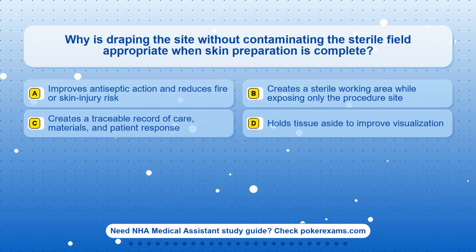Question 2. Why is draping the site without contaminating the sterile field appropriate when skin preparation is complete? Option A. Improves antiseptic action and reduces fire or skin-injury risk. Option B. Creates a sterile working area while exposing only the procedure site. Option C. Creates a traceable record of care, materials, and patient response. Option D. Holds tissue aside to improve visualization.